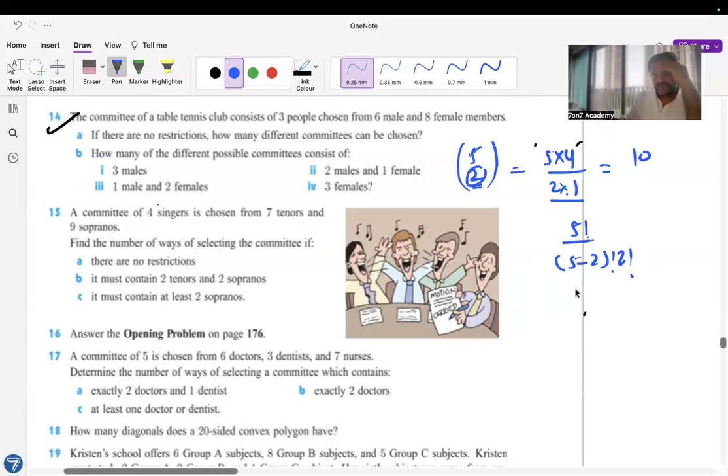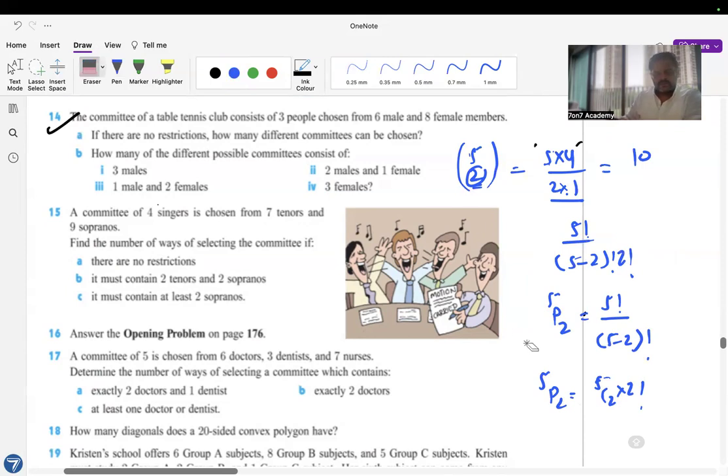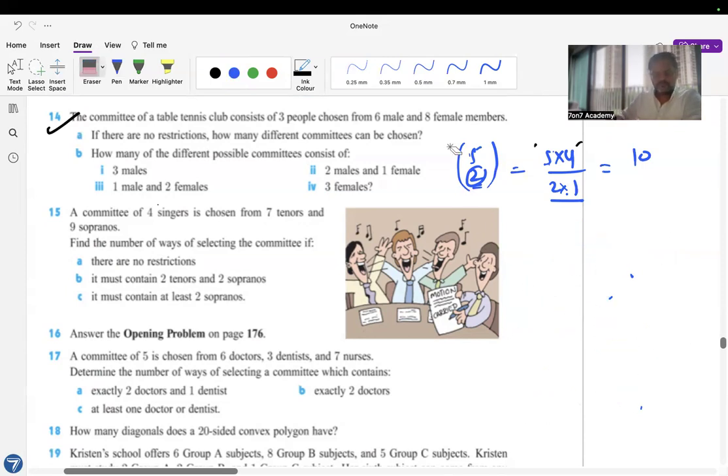Agree? If you want to calculate 5P2, then it is 5 factorial divided by (5 minus 2) factorial. That's it. Or 5P2 would be 5C2 into 2 factorial. Agree? So that you can do. Okay, sir.